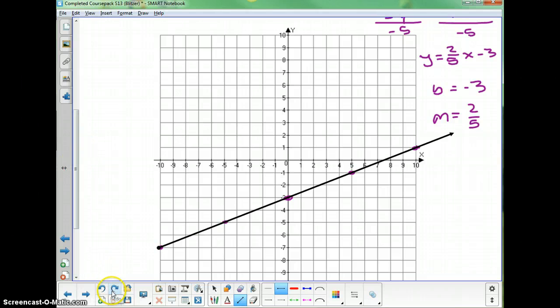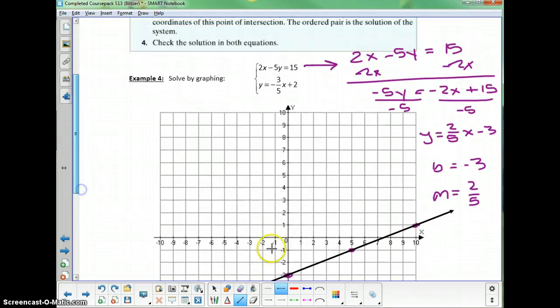Let's go back up and look at the next line. Okay, the other line is already written in slope-intercept form. I don't need to solve for y. Y is already solved for. So we can start by just saying the m is negative 3/5.